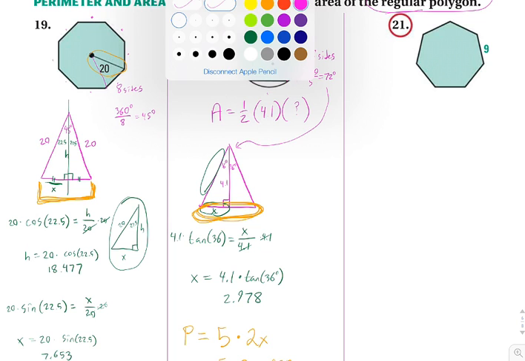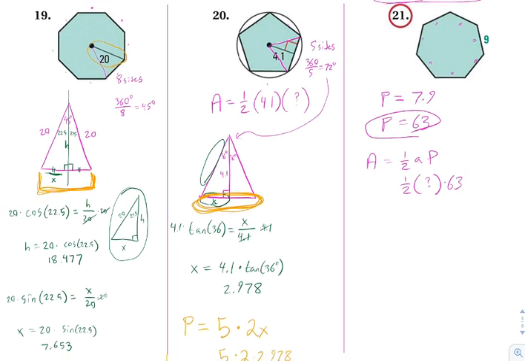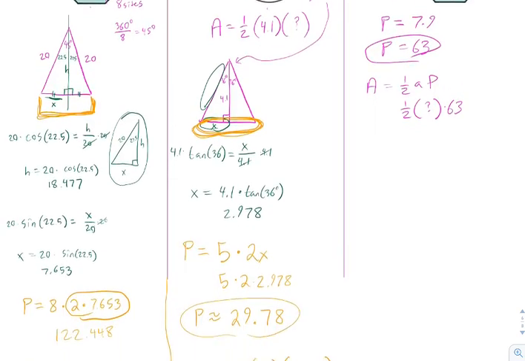So right away at the beginning, I could say, well, my perimeter is, and so I've got, let's see, 1, 2, 3, 4, 5, 6, 7. So the perimeter is just 7 times 9. So the perimeter is 63. Okay, so it was really easy to answer one of the questions. And the area is just 1/2 AP, so it's 1/2 something times 63. So all I got to do is find the apothem and we're done. We're already halfway done here.